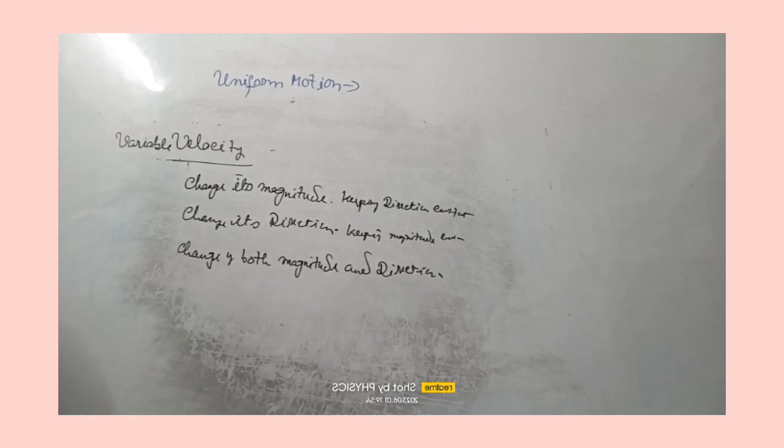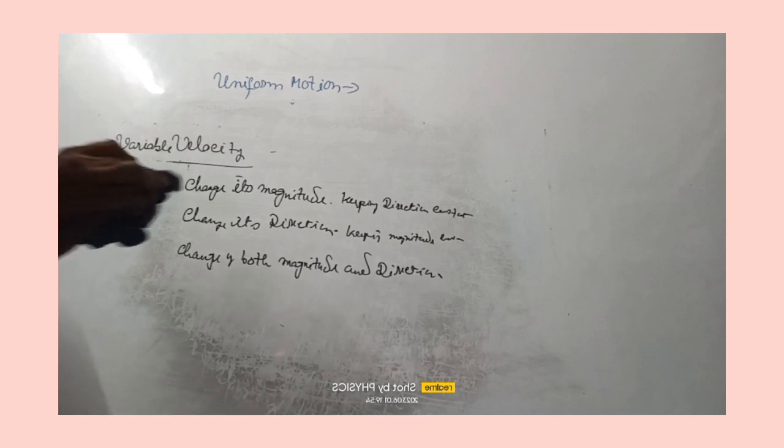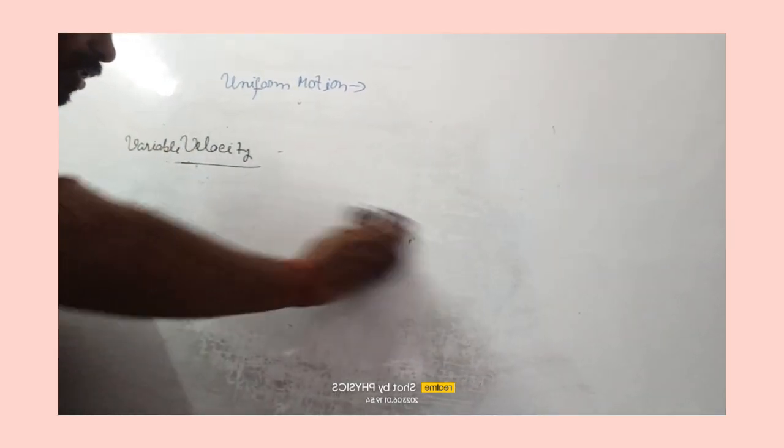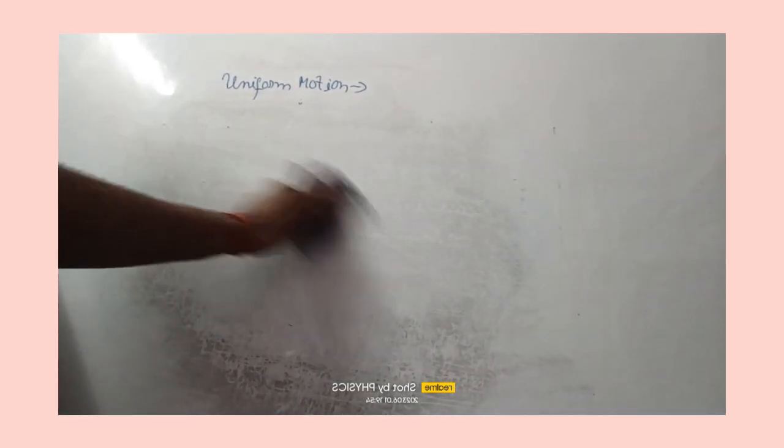Now, what is the variable velocity? An object is said to move with variable velocity if it covers equal displacement in unequal intervals of time, or unequal displacement in equal intervals of time, however small these intervals may be. So this is the variable velocity, and for the variable velocity there should be the average velocity.